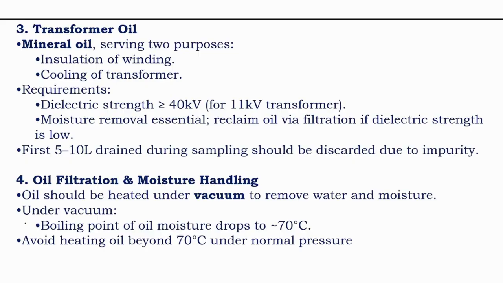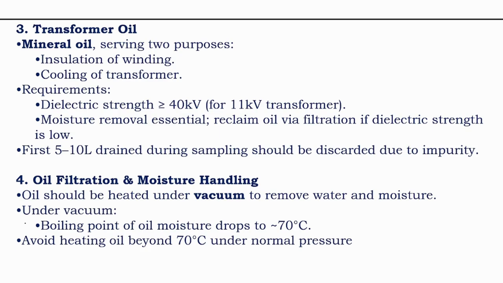What type of oil is used in the transformer? Normally, mineral oil is used as transformer oil. It has two purposes, two advantages. One is it acts as an insulation for the winding. There are two windings, primary and secondary. This oil acts as an insulation between these two windings, and it is used as a coolant. It cools the transformer under different load conditions.